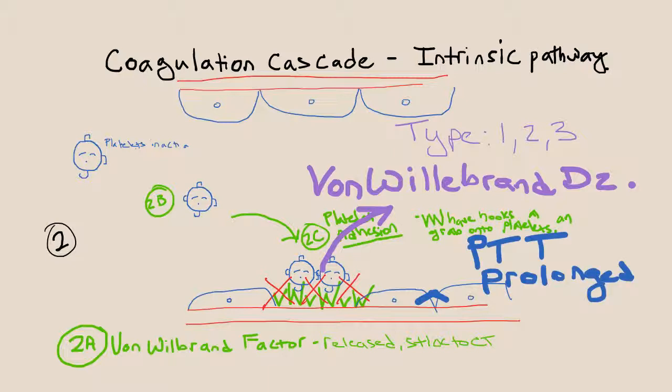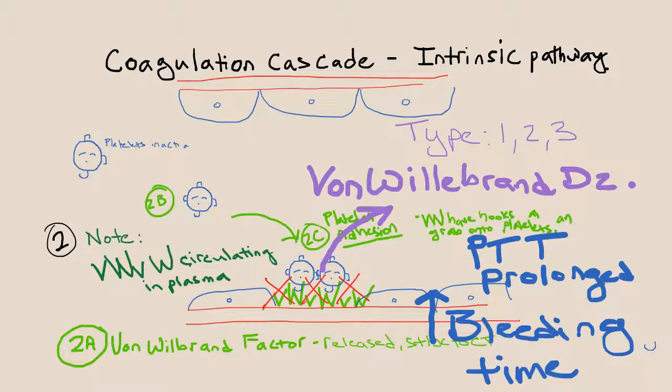Now, a note must be made that there's also von Willebrand factor circulating in the plasma, and it does a few things like preserving factor VIII and a couple of other things. So it's not only this primary platelet plug, but other things that are affected along with this. The treatment for von Willebrand's disease is desmopressin, which increases factor 8 and also von Willebrand factor.